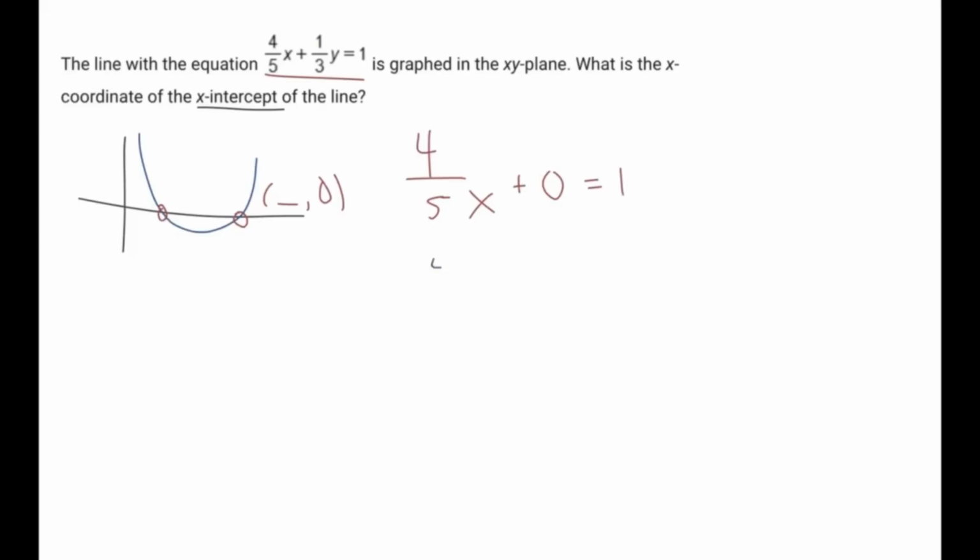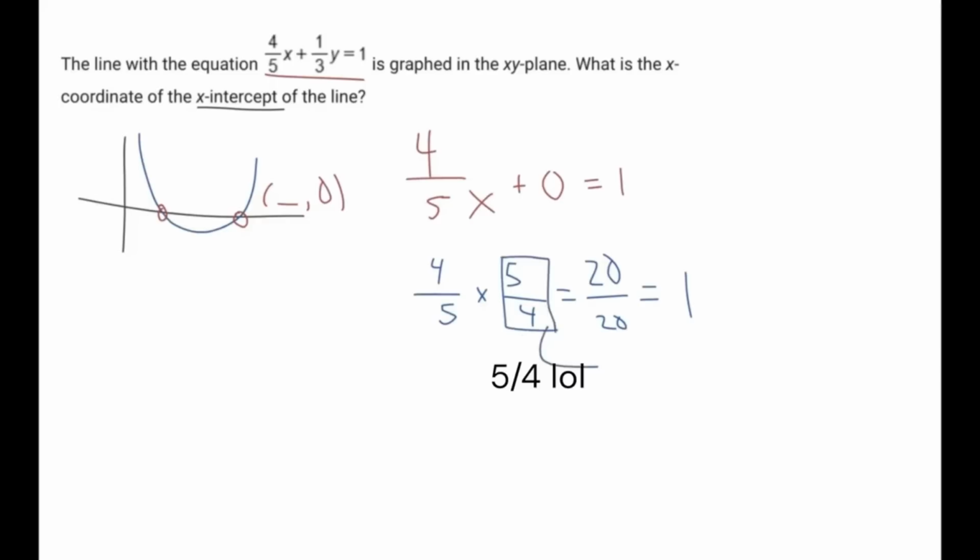Well, we can multiply 4/5 by 5/4, right? Because this gives us 20 on top and 20 on the bottom, and that is equivalent to 1. And therefore, the x-coordinate of the x-intercept would just be 5/4. So that is our answer.